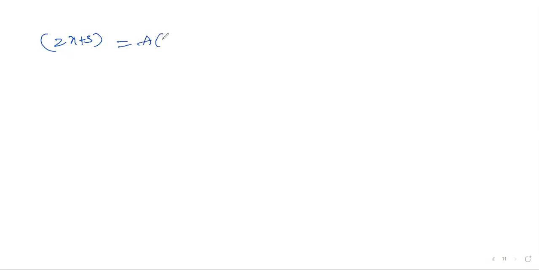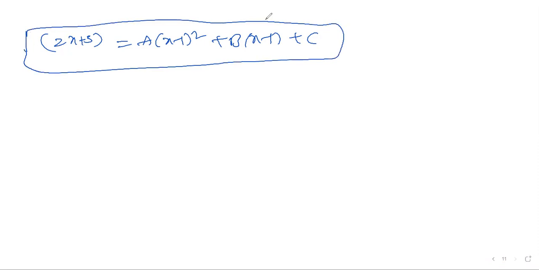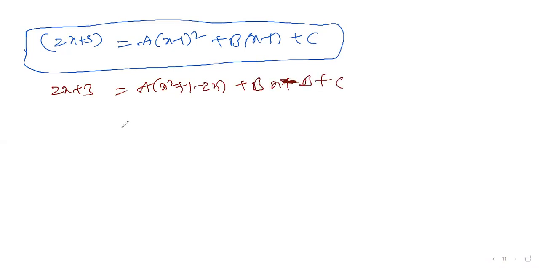Then a into x minus 1 whole square, b into x minus 1 plus c. Listen very carefully, this step is very important. First of all, open 2x plus 3 equals a into x square plus 1 minus 2x, plus b into x minus 1, plus c. So I'll open: ax square plus a minus 2ax plus bx minus b plus c.